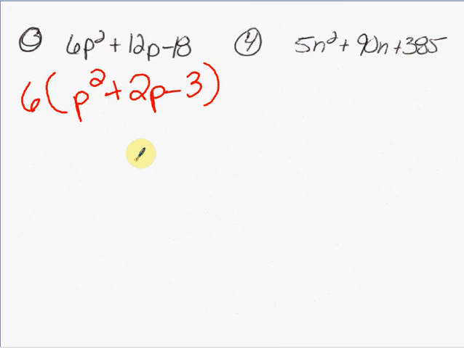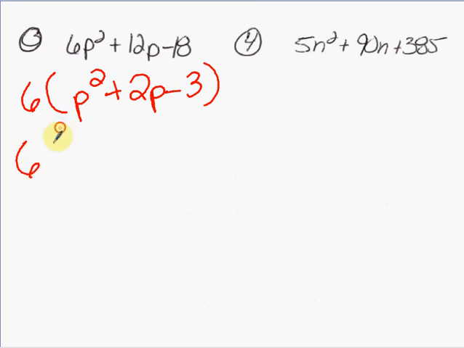6 divided by 6 is 1. The p squared has to come along. 12 divided by 6 is 2. And negative 18 divided by 6 is negative 3. If you distribute that 6 back into the parentheses, you get what you started with. Okay, let's go ahead and keep going here.